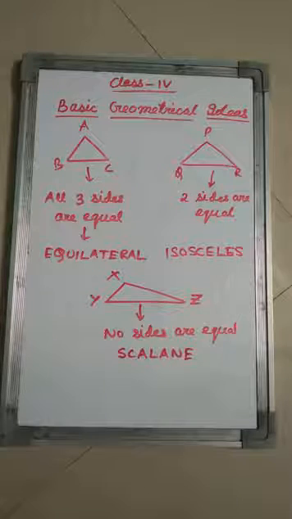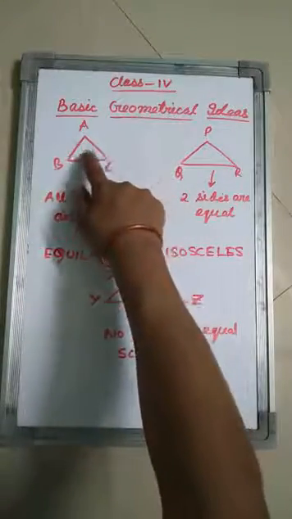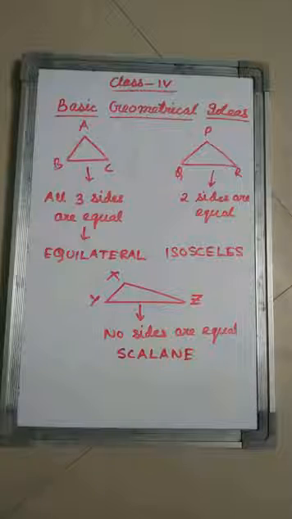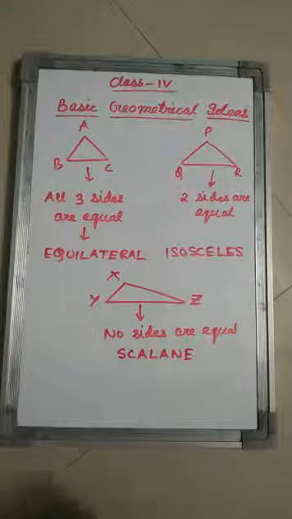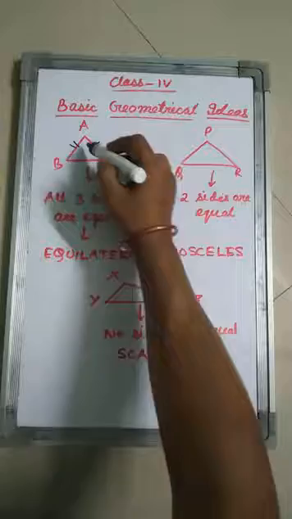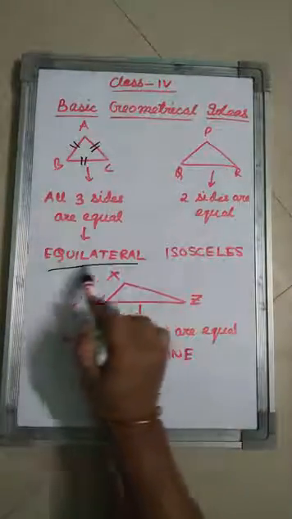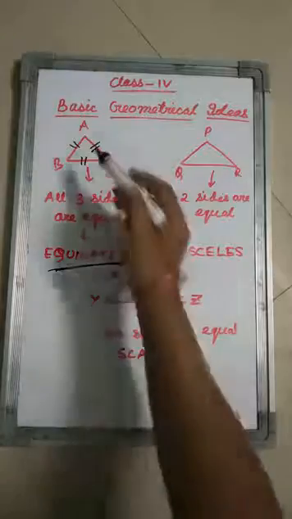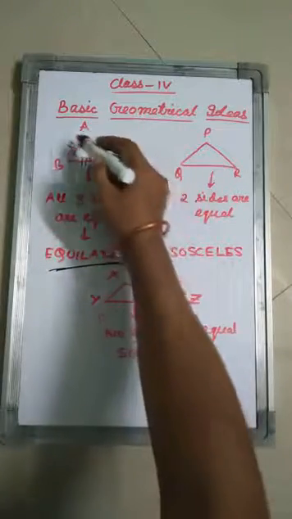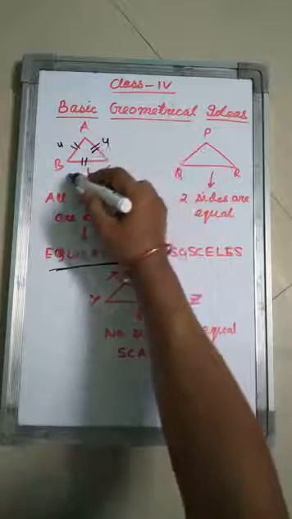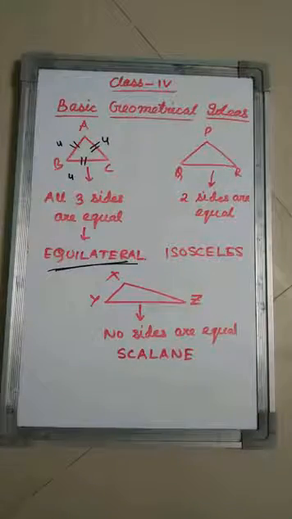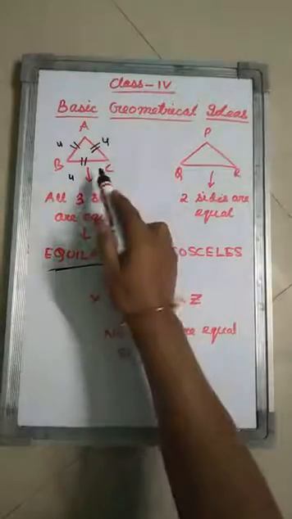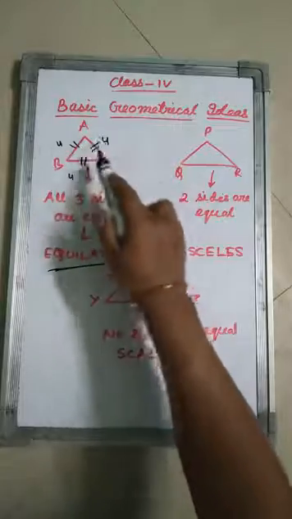Now we shall go to the next topic, triangles. We know that a triangle has three sides and is a closed figure. Triangles are of three types. When all the three sides are equal, then it is called an equilateral triangle. In this diagram, this is 4 cm, this is also 4 cm, this is also 4 cm. So in an equilateral triangle, all the sides are equal.